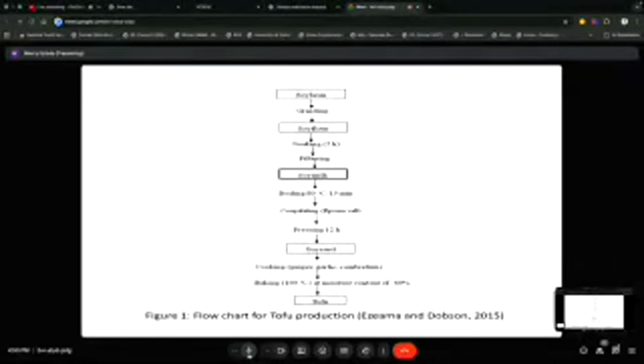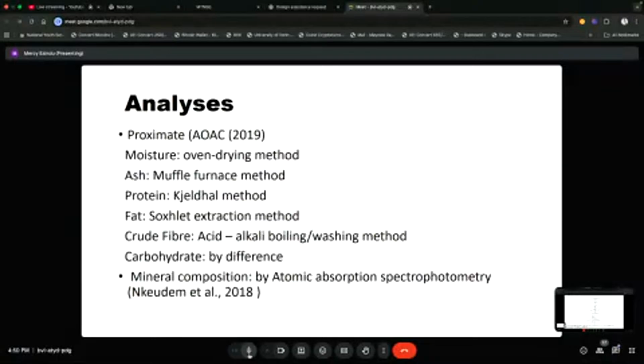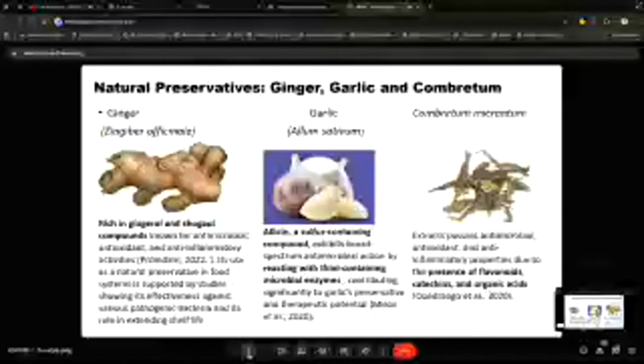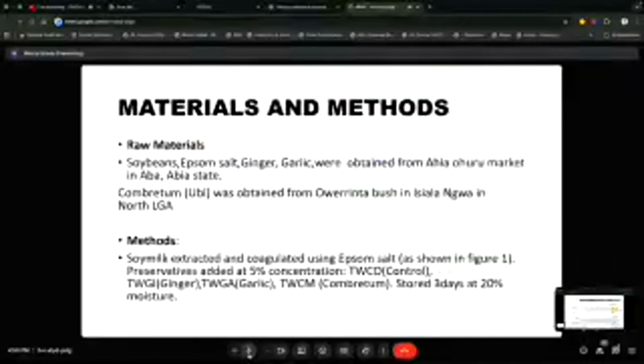Sorry, sir. Please, I just want to ask the concentration of the preservatives that you use. What are the concentrations? What amounts? The percentage? You don't include the preservatives. You need to state it. I stated it. I said 5%. Look at it here. A 5% concentration of the preservatives was added. I wrote it here.